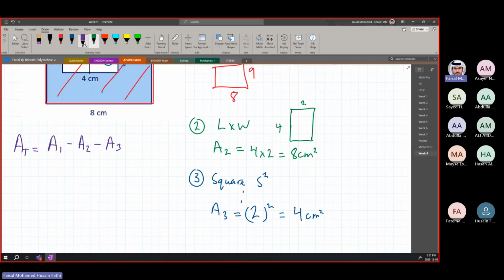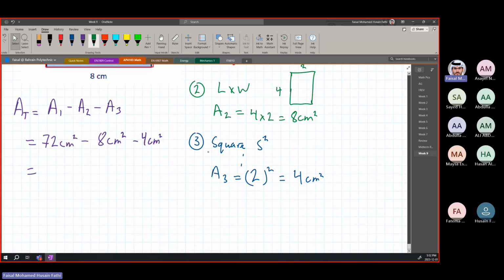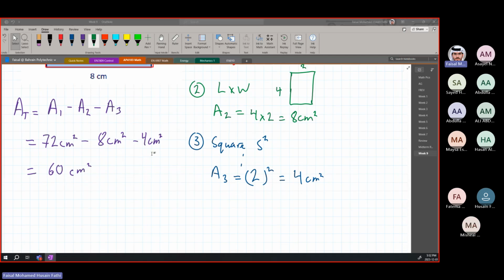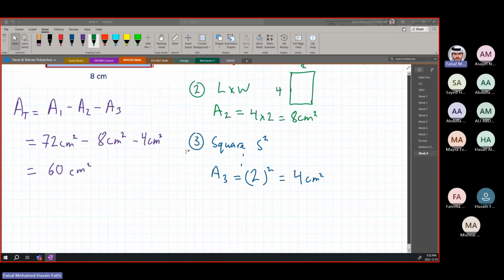So the total area is going to be equal to, we already calculated all of these, area 1 is equal to 72 centimeters squared minus 8 centimeters squared minus 4 centimeters squared. Put that all in the calculator. Total area is going to be equal to 60 centimeters squared. Okay, makes sense? Any questions about how I found the area for this one? So we can move on to word problems.